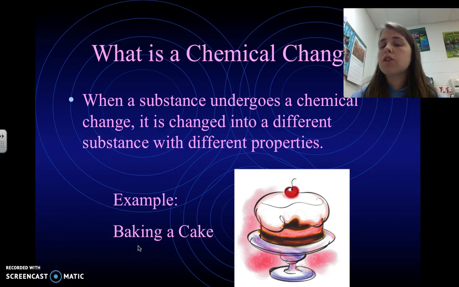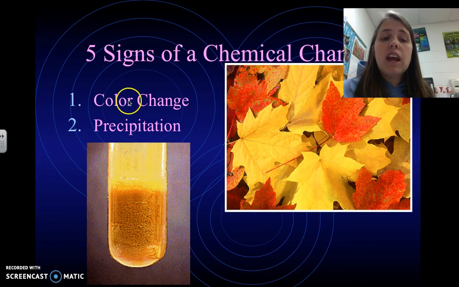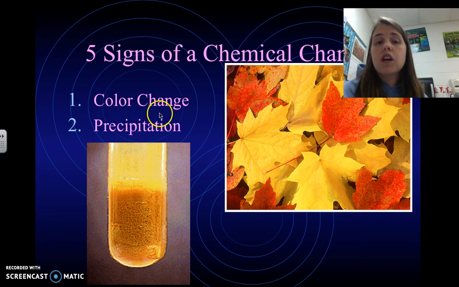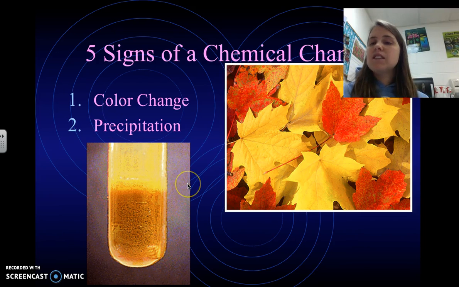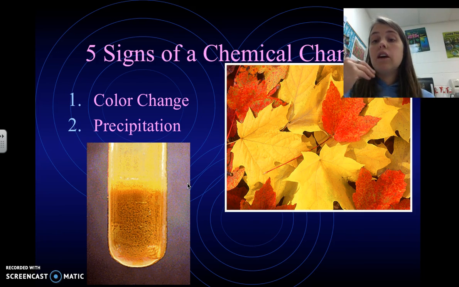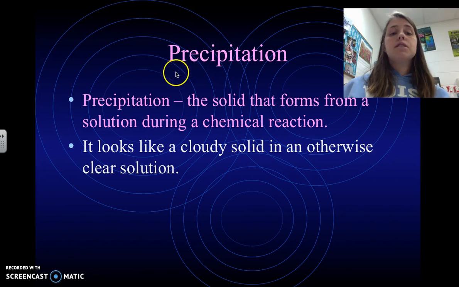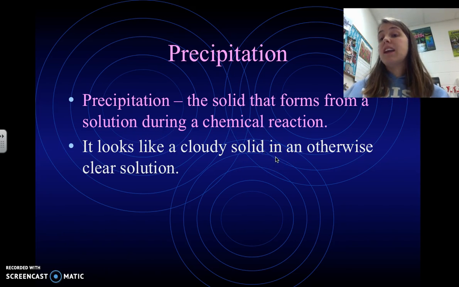Oftentimes you can say a chemical change might also be like a chemical reaction. So there are some signs of chemical change. Anytime you get a color change, you're seeing a chemical change. Whenever you see precipitation, you remember that means that there's a bunch of solid stuff at the bottom of your test tube or beaker. That could be an example of a chemical change. Precipitation is the solid that forms in a solution during a chemical reaction. It looks like a cloudy solid in a clear solution.